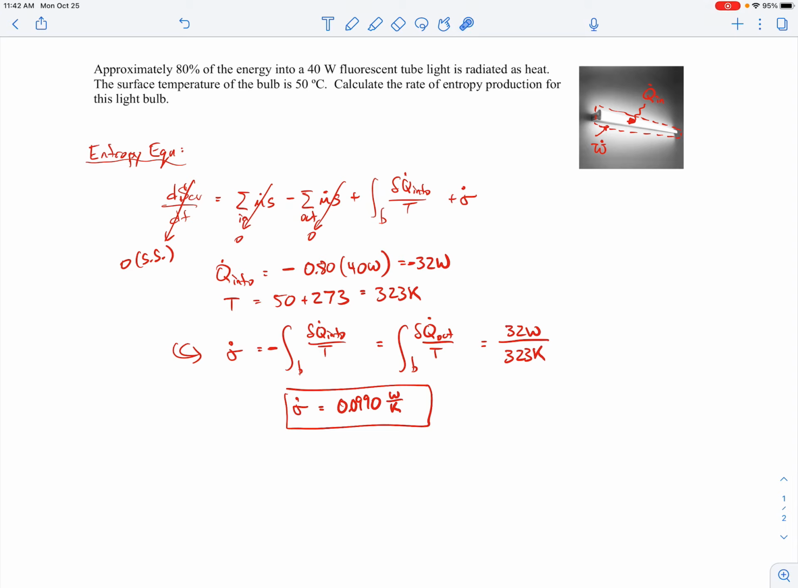Since it's not 0, clearly that means that this is an irreversible process. So there's some irreversibility in that light bulb. Okay, that's all there is to it. We're going to go ahead and end the example there.